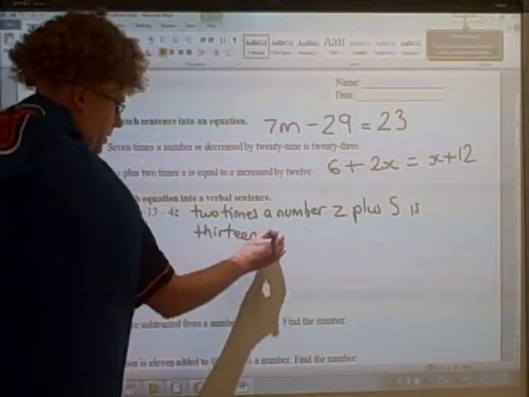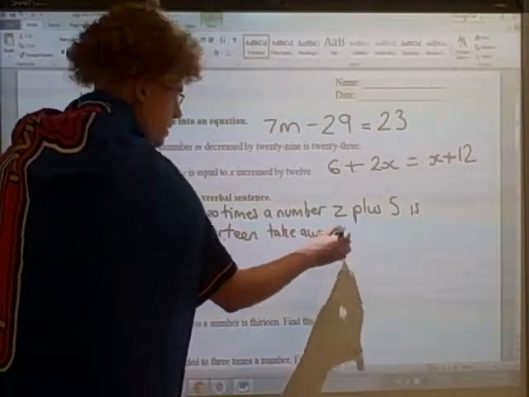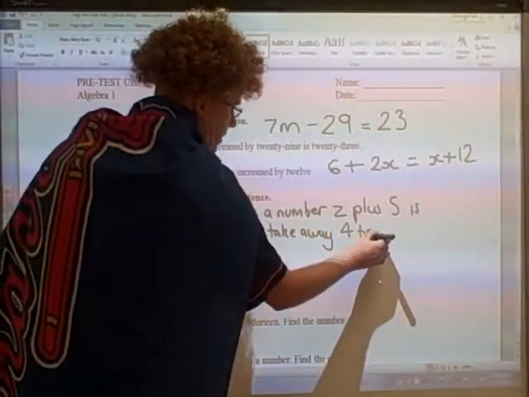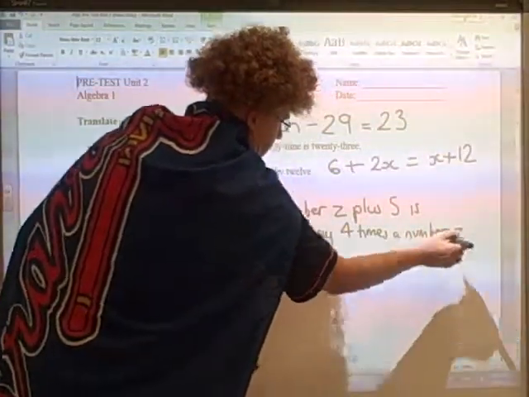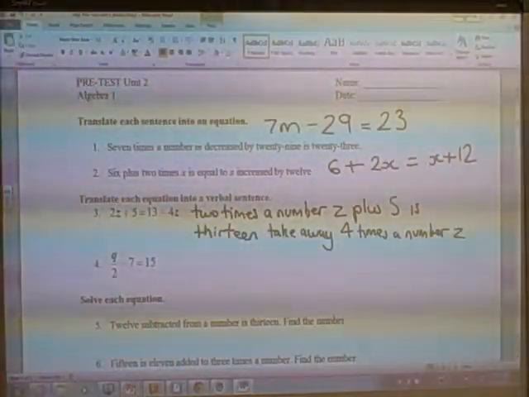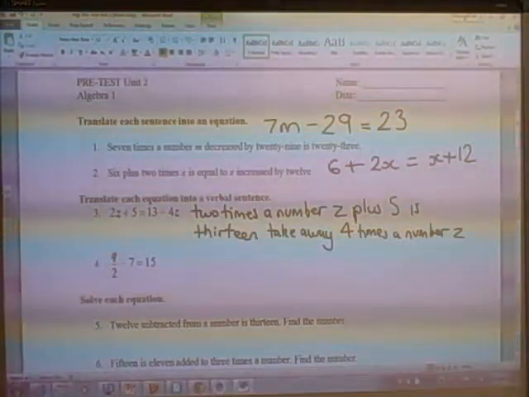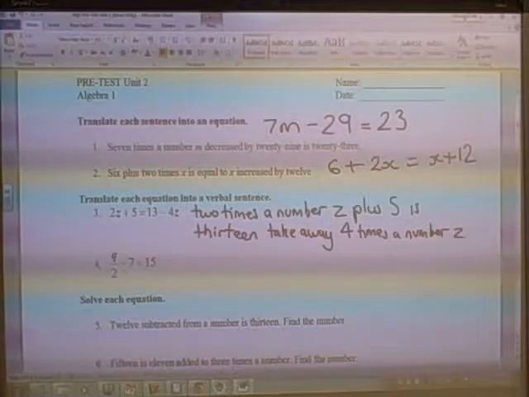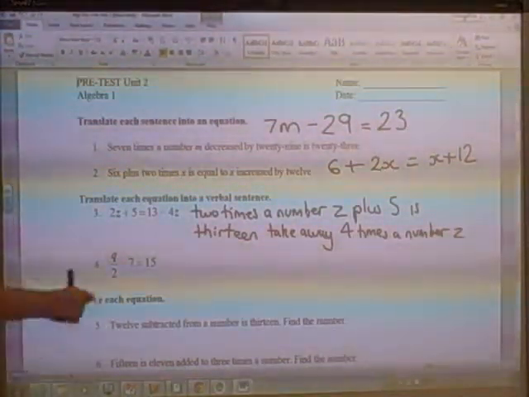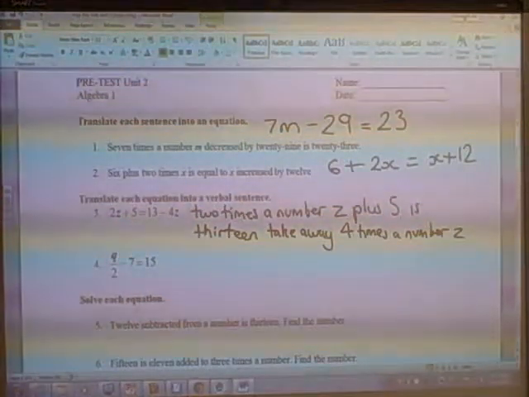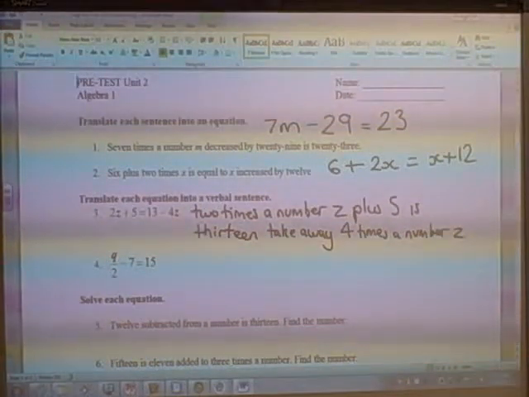I'm going to put take away. 13 take away 4 times a number Z. And that should work for our expression nicely. Also with ones with add, we could also use the expression sum. So we could say the sum of 2 times a number Z and 5. And for this part here, we could also say the difference of 13 and 4 times a number as well. So be aware of those words.